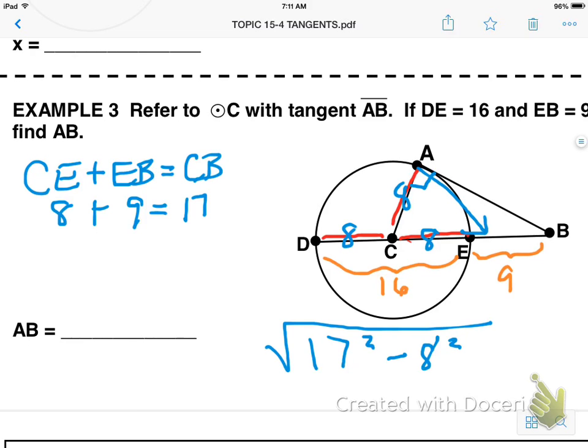Hang on, I gotta use a calculator. I'm getting a length of 15, and that is the correct answer to this one. So hopefully you got it before I did. And maybe this is getting a little easier, I hope, and we'll go from there.